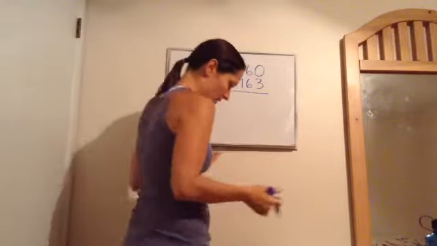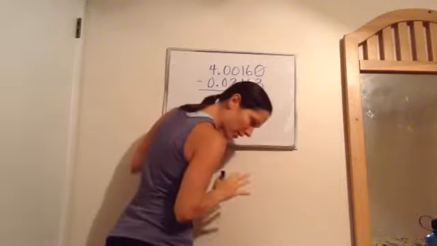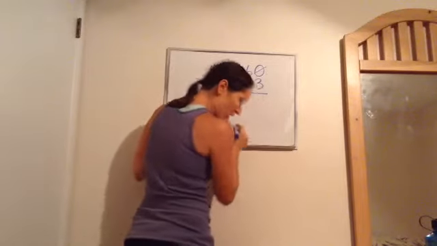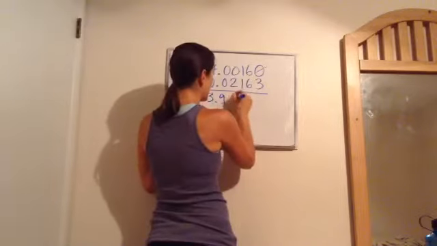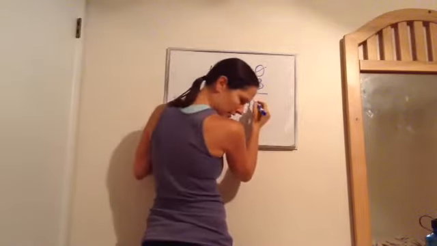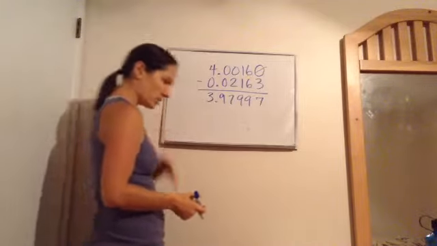So, we work this problem just like normal. You would cross everything out and work that. And I'm not going to do that since it's simple math. It ends up being 3.97997. Okay? So that's just how you would do that.